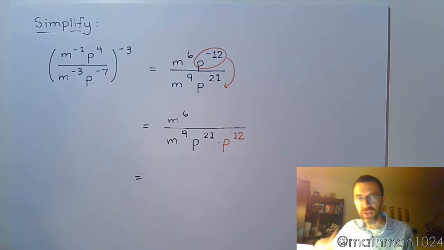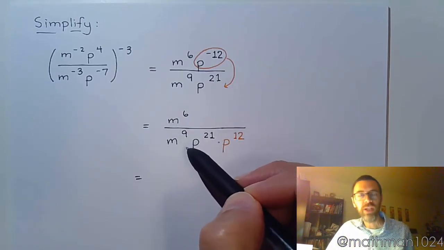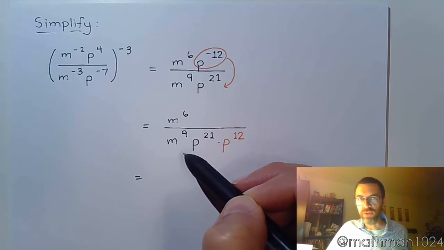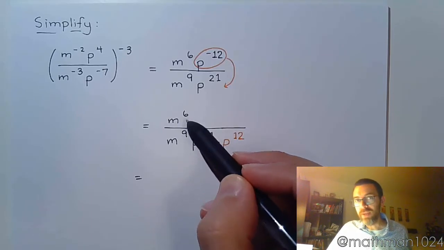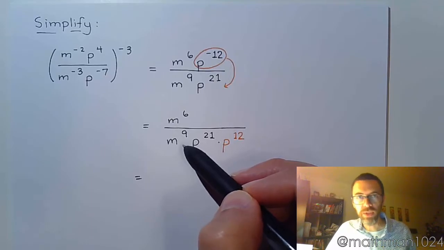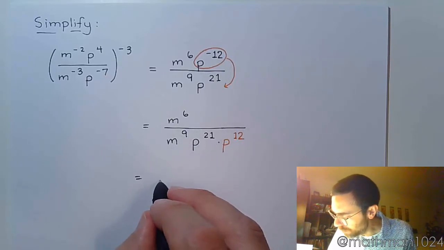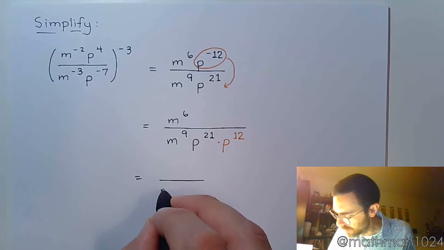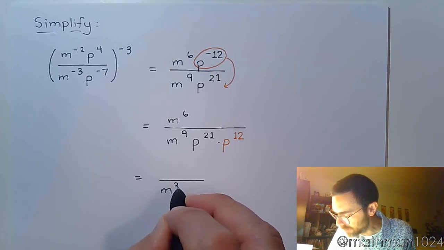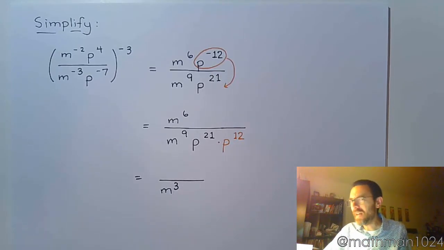And now we just condense everything. We simplify. So when you look at the m's, it's really a comparison statement. Where do you have more factors of m? You have 6 in the top and 9 in the bottom, so you have more in the denominator. And we have 3 more factors of m in the denominator. So we just do it like that. That's a nice, easy way of doing that quotient rule.